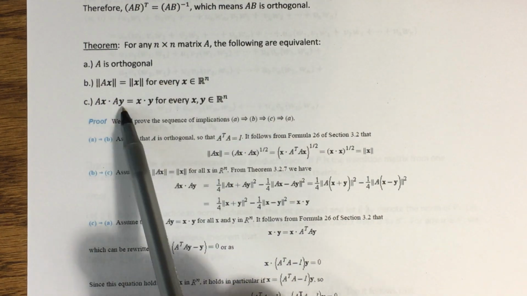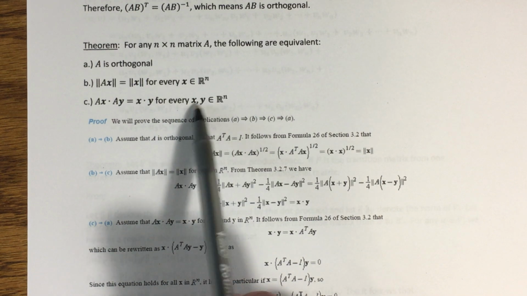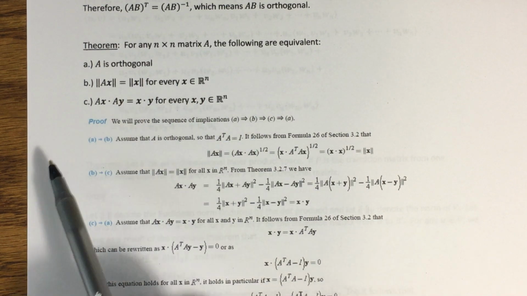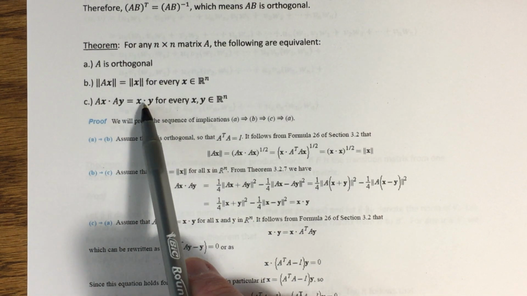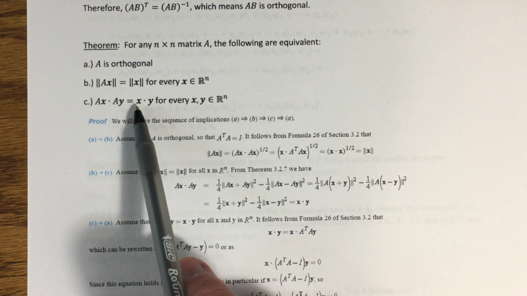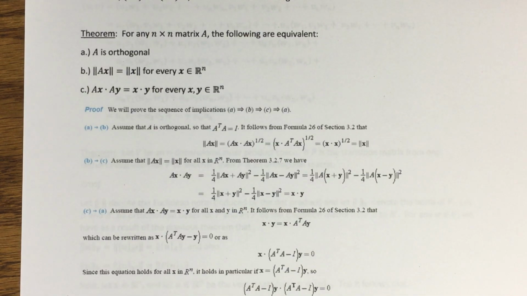This is equivalent to this statement. Again, if I take any two vectors in Rn, x and y, and if I multiply them by the orthogonal matrix A, and then I take the dot product of the resulting vectors, the result is the same as if I had just taken the dot product of x and y without multiplying them by A first. Okay, these end up being really, really useful properties or equivalences for orthogonal matrices.